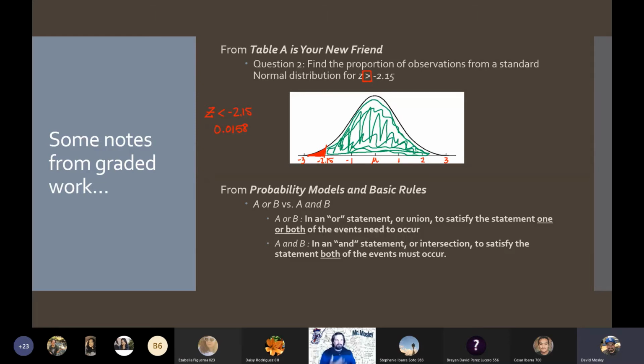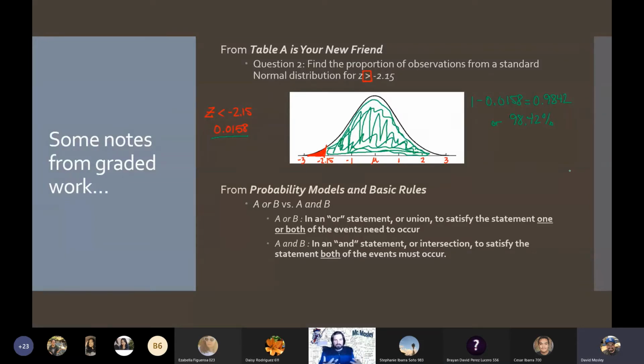In order to get that value, we take this 0.0158 and subtract it from 1. That tells us the proportion of observations greater than negative 2.15. We have 1 minus 0.0158, and that gives us 0.9842, or 98.42%, and that is the proportion of observations greater than negative 2.15.